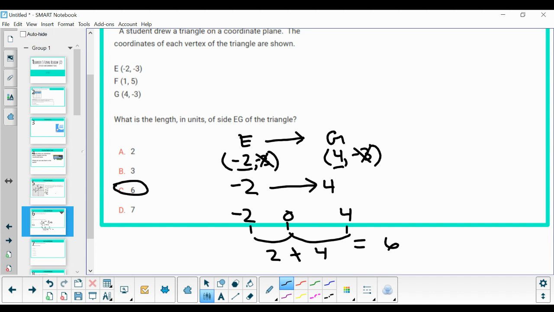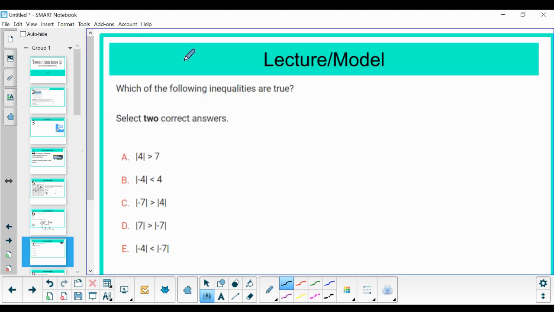All right, next one. Which of the following inequalities are true? So we're using absolute value here. Select 2 correct answers. All right, is the absolute value of 4 greater than 7? Absolute value, if you remember, is the distance from 0.